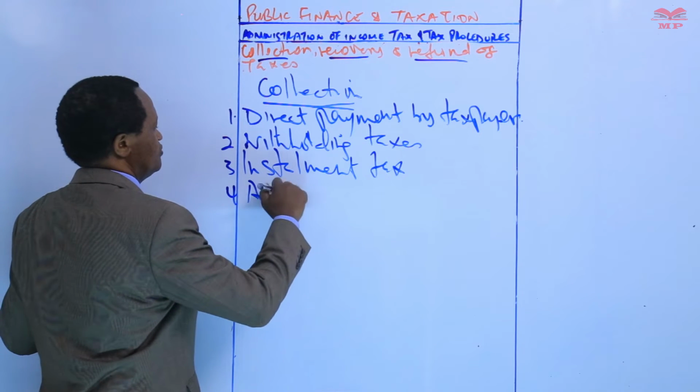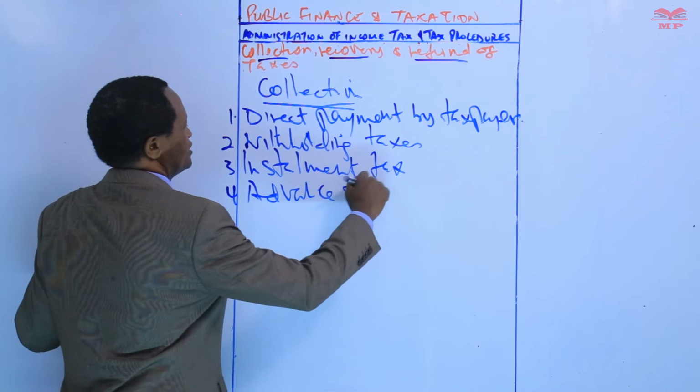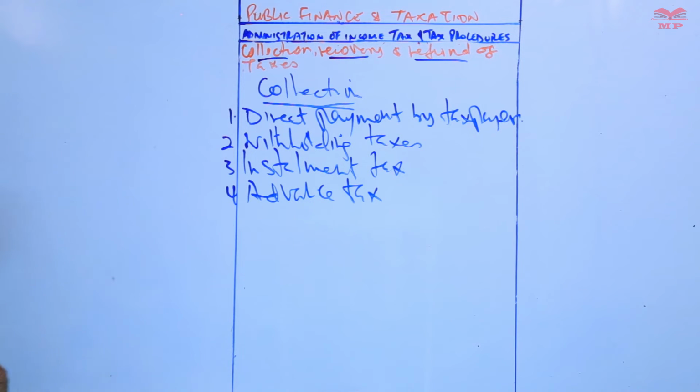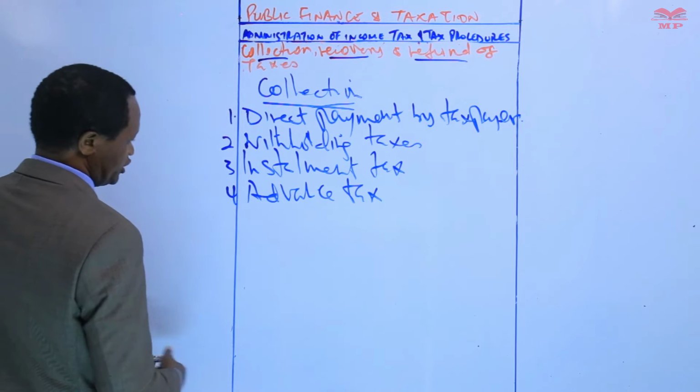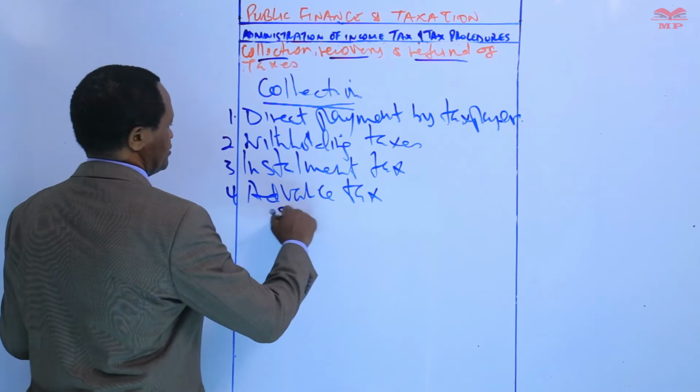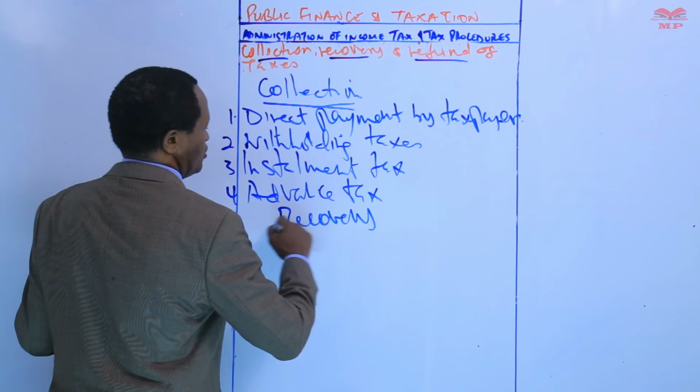Number 4, advance tax. Now, this is primarily applicable to owners of public service vehicles and commercial vehicles. This tax is paid in advance before obtaining or renewing a vehicle's license. So these are 4 key ways in which KRA collects tax. That is collection of taxes in Kenya.